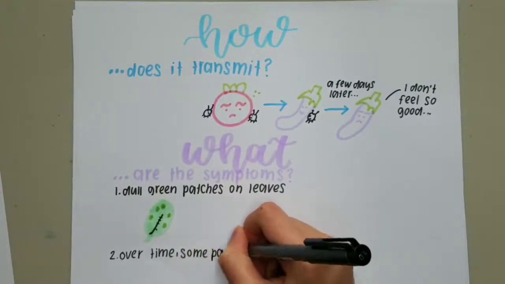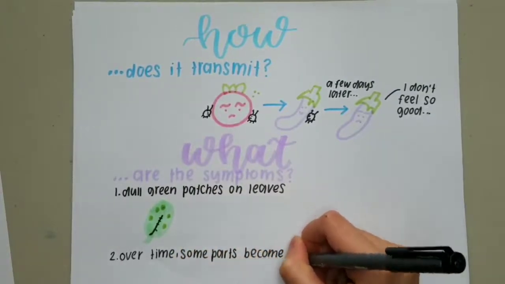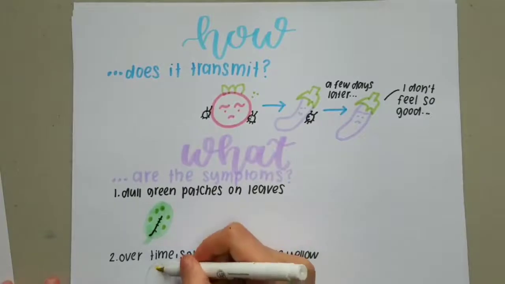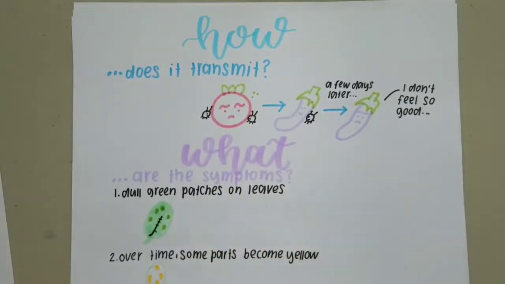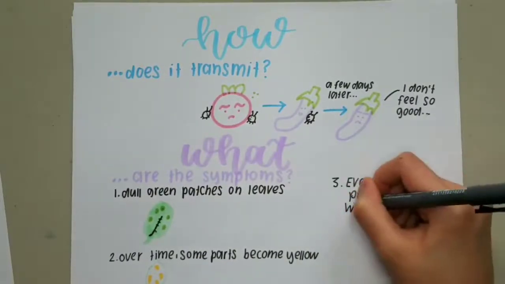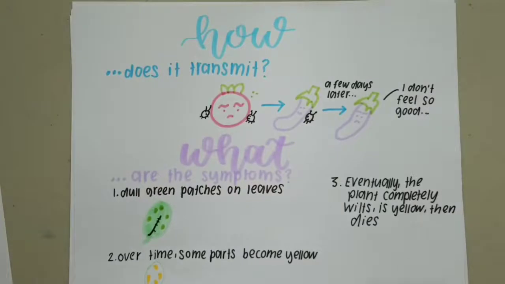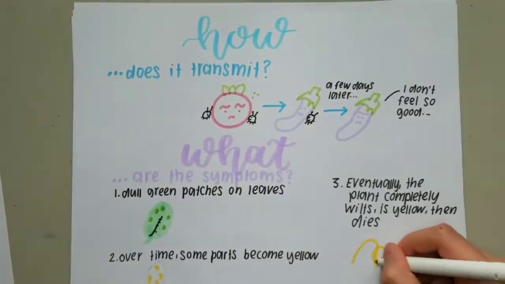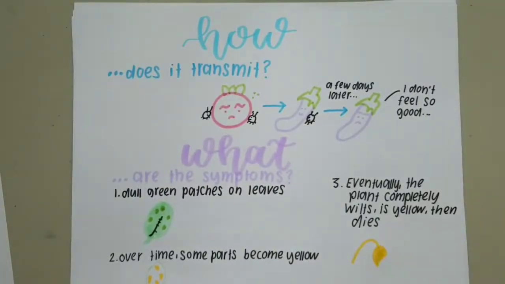Then, as time passes, the vascular tissue becomes blocked with bacteria. As a result, some parts of the leaf are going to become yellow. When enough time passes, the runners and eventually the entire plant become blocked with bacteria. They will wilt, turn yellow, and eventually die.